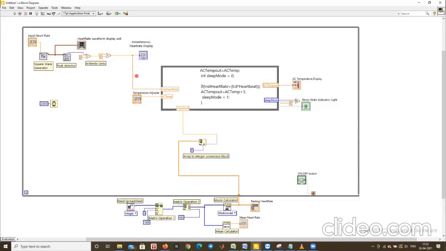Now let's go into the resting heart rate calculator. This whole block which you see here is the resting heart rate calculator. What does this resting heart rate calculator do? Resting heart rate, as I told you earlier, is the heart rate of a person when he or she is not doing any physical activity. So how do we get this?